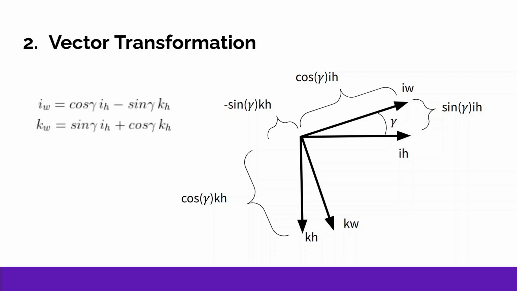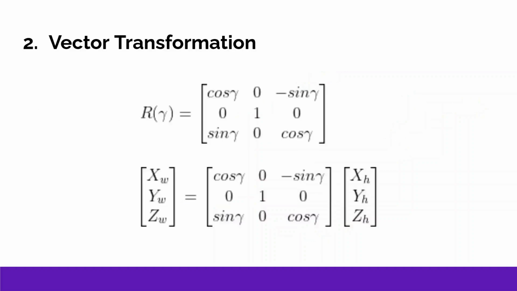So this is what you see on the left. IW is equal to cosine of gamma IH minus sine of gamma KH, and KW is equal to sine of gamma IH plus cosine of gamma KH. Now we have enough to construct our rotation matrix, and all you need to do is multiply the vector components expressed in the local horizon frame, materialized by xH, yH, and zH, to yield the new vector components in the wind frame, materialized by xW, yW, and zW.